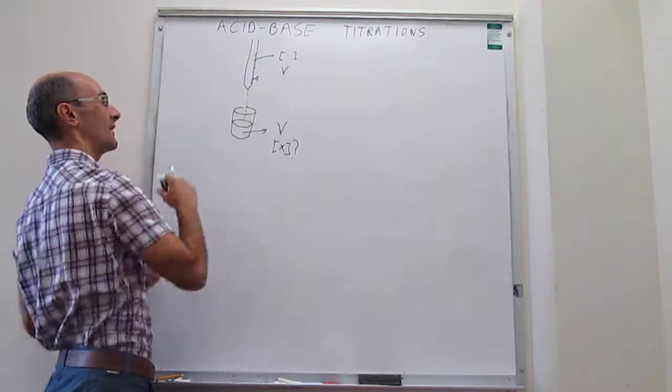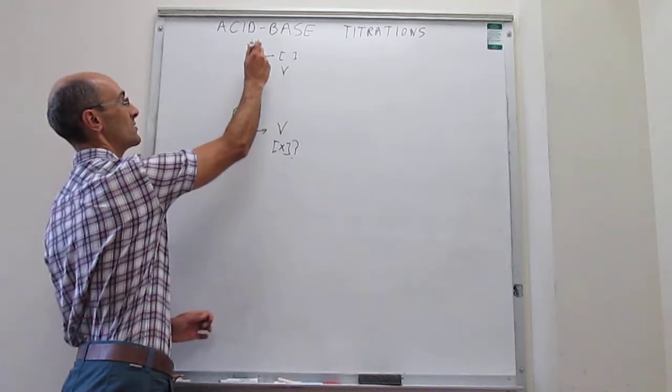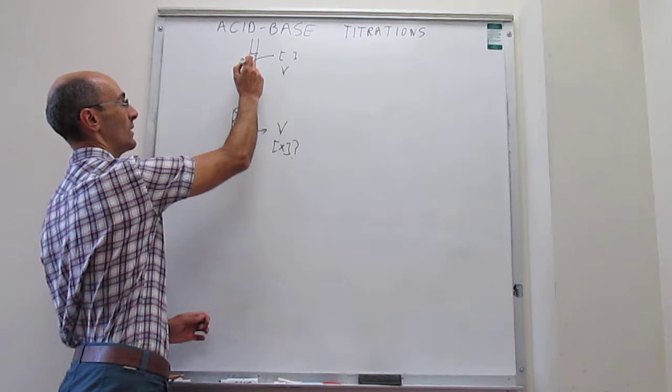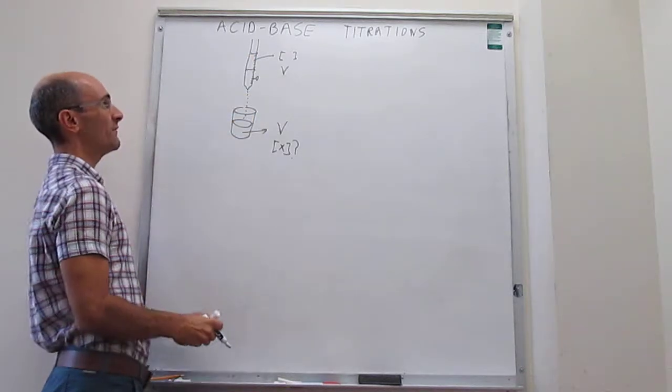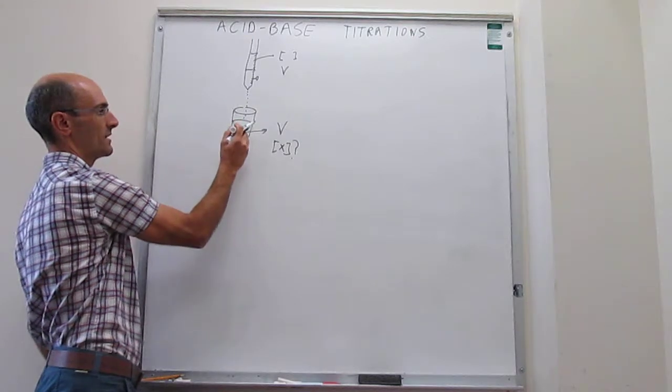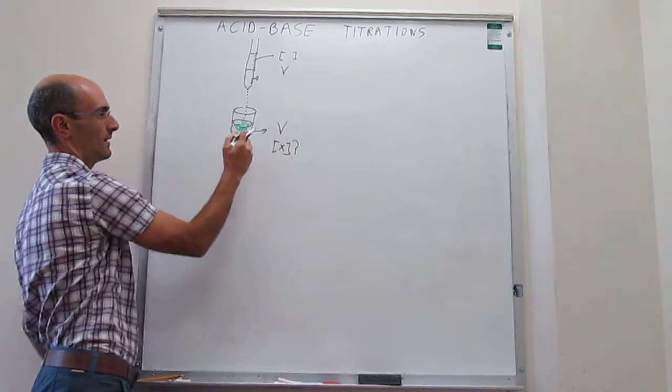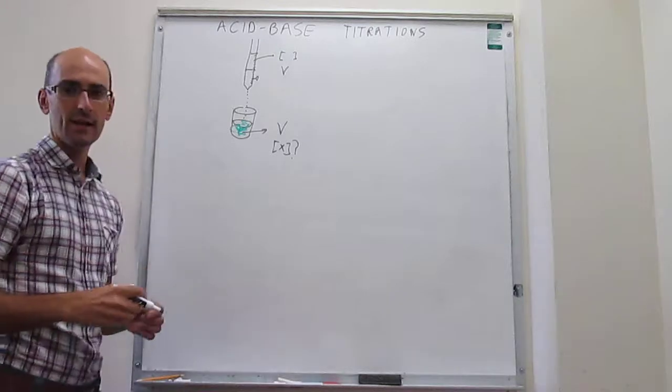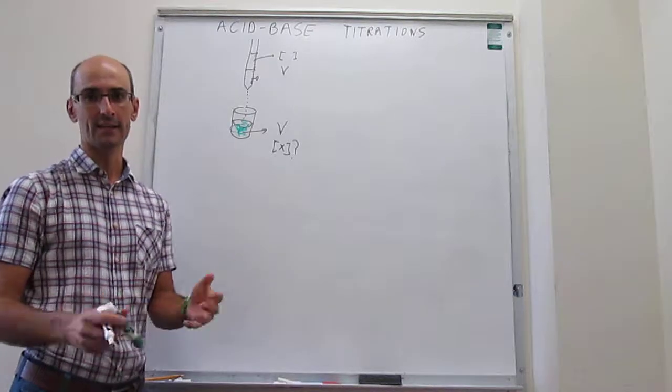So you start here, and then maybe you have to add this much volume. Whenever you have added exactly the amount that you need to reach the stoichiometric point, there will be a change in color in the analyte solution, and that will tell you exactly what the stoichiometric point is.